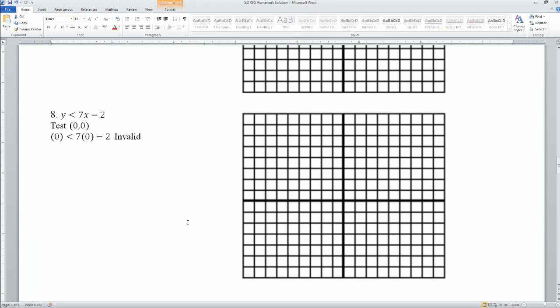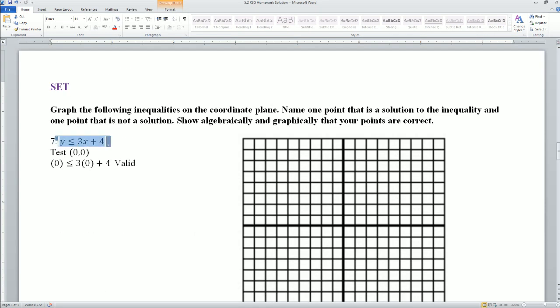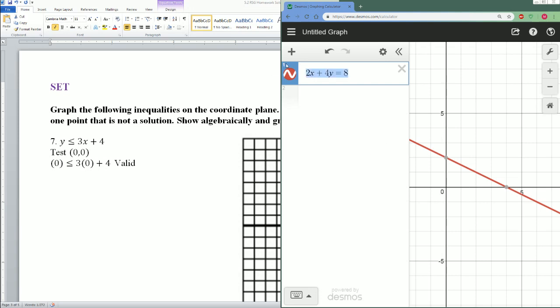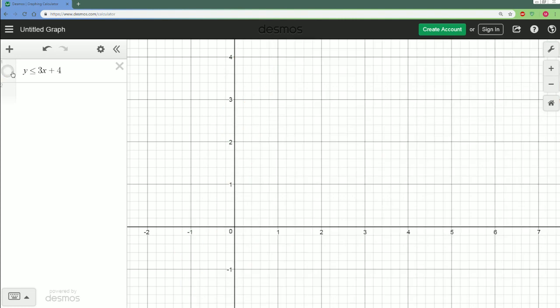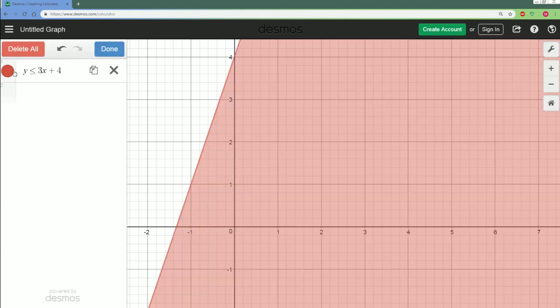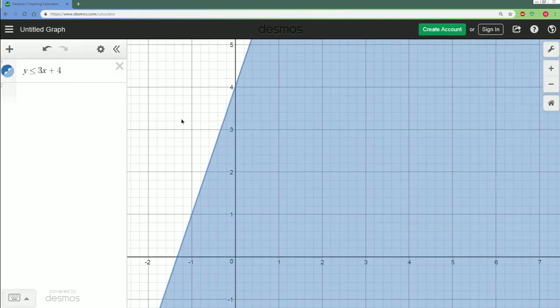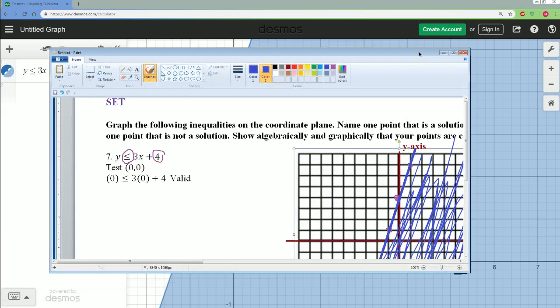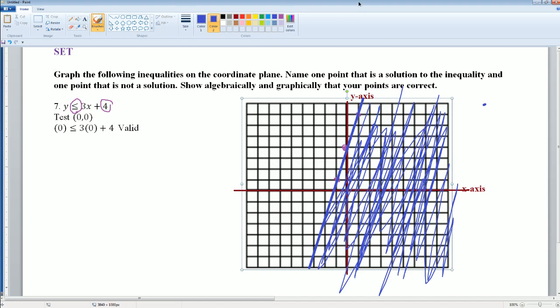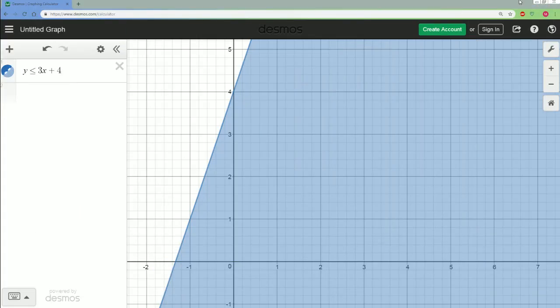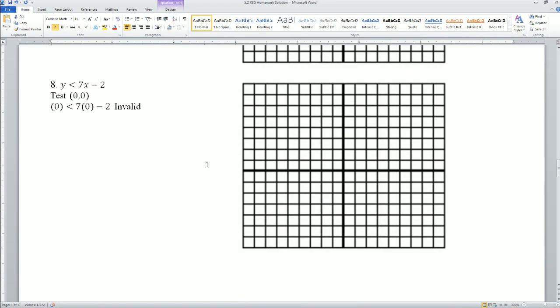Next one. Oh, you know what? Let's just grab that in Desmos, if you would like to see that in Desmos. There you go. Let's change the ink of this to blue for you. You see? Valid. Works, right? Looks almost like mine, but mine's uglier. Same solution. Good. Let's do the next one.